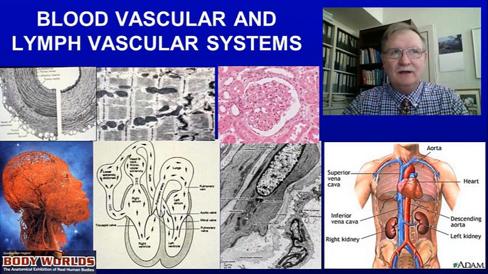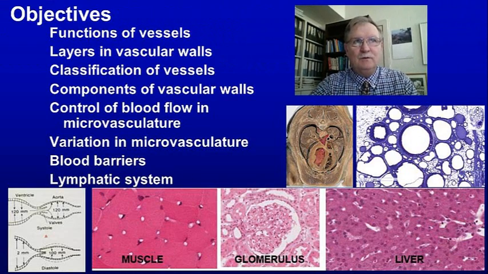Today we're going to talk about blood vasculature and the lymphatic vasculature. We want to look at the function of vessels, layers of the vascular walls. We want to classify the different types of vessels: capillaries, arteries, arterioles, venules, small veins. And also we look at the components in the wall of these and what makes them different.